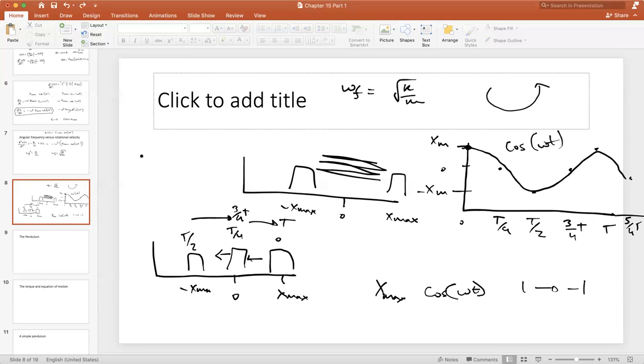Another thing that we can say is that the period is 2 pi over this omega f. So the period here is going to be 2 pi over the square root of k over m, or 2 pi times the square root of m over k, right? That is how long the period of the oscillation is. So that's how long one cycle takes for a mass subject to a restoring force kx.